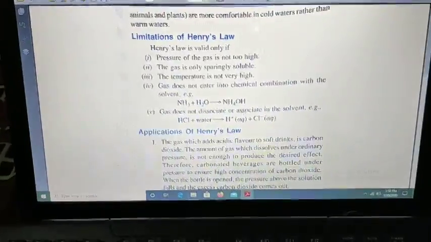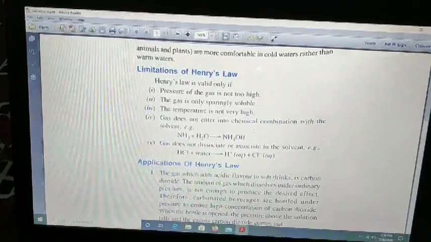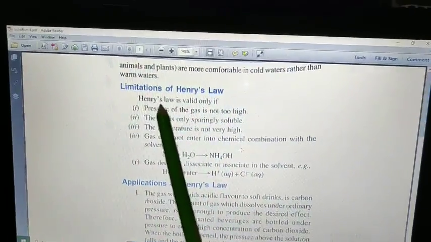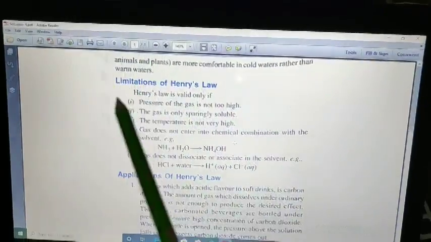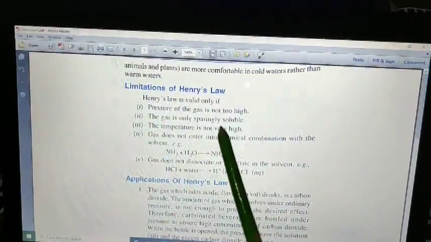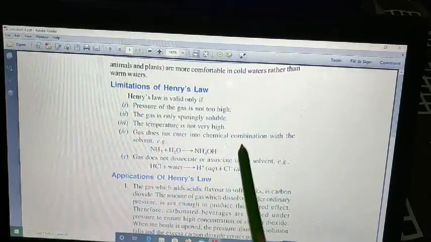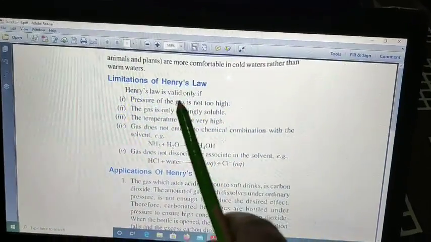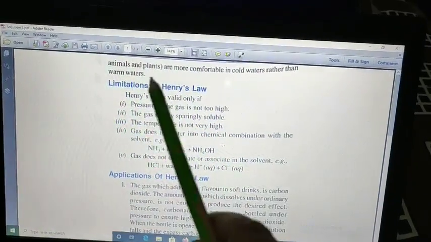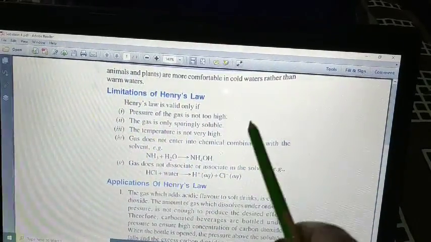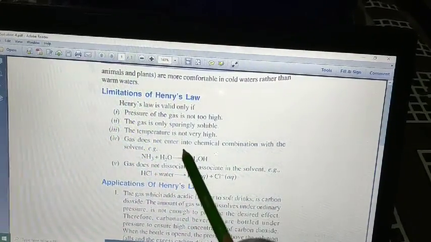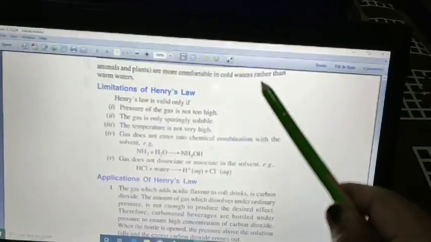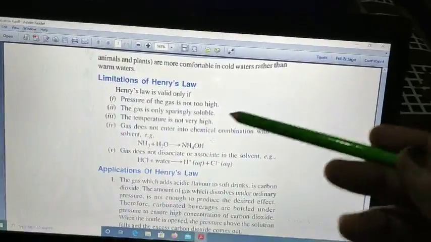the limitations of Henry's law. What are its limitations? Henry's law is valid only if, first, the pressure of the gas is not too high. Second, the gas is only sparingly soluble, that means it should be less soluble. Third, the temperature is not very high. Number 4, the gas does not enter into chemical combination with the solvent, that means the gas should not undergo a chemical reaction with the solvent. And number 5, the gas does not dissociate or associate in the solvent, that means it does not apply to gases which dissociate, that is, break down into ions. Those are the limitations of Henry's law.